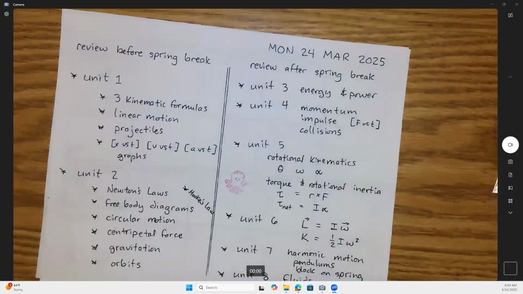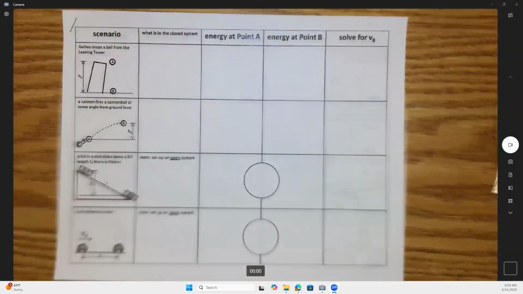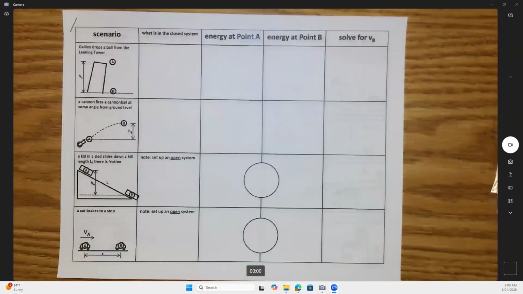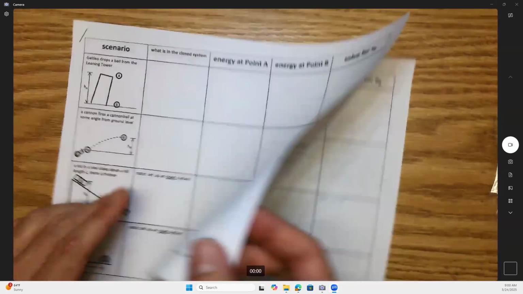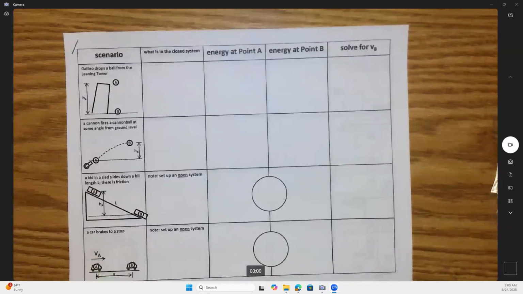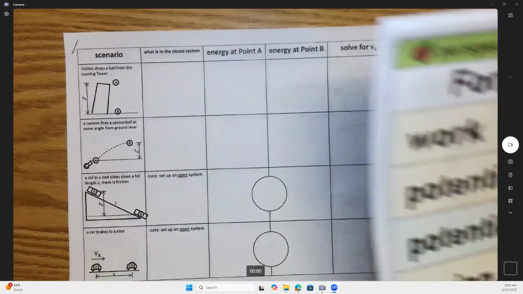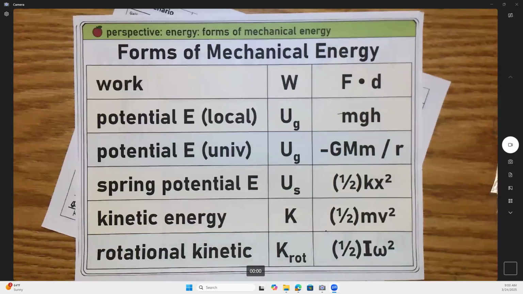But let's look at this energy packet. I gave you guys one of these last semester. This one has actually been updated a little bit. But see if you guys get this. Actually, sorry, right before we get to the packet, let's do a little review on electricity, or sorry, energy. Make sure you guys can get these.